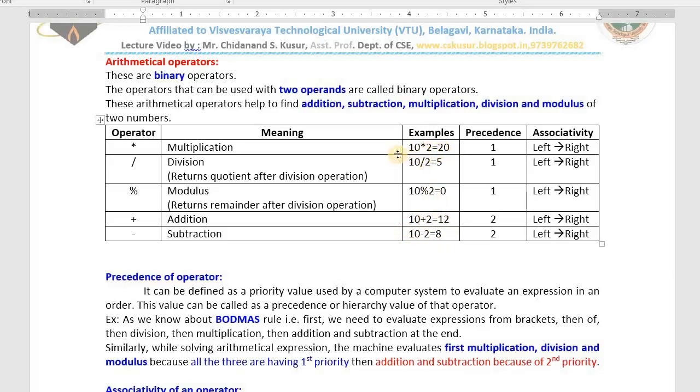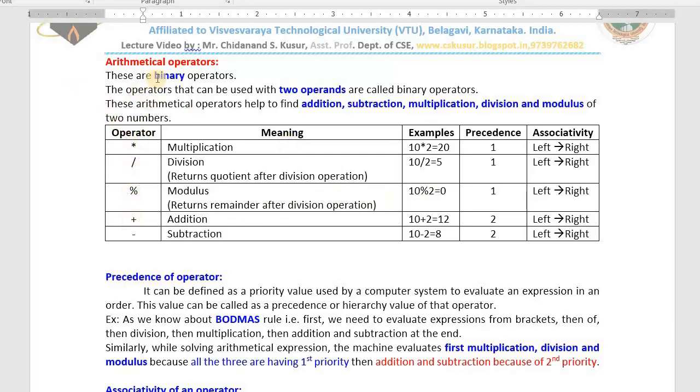Divided by will give us the quotient. It returns the quotient after division operation. Both are integers. 2 fives are 10, 5 is the quotient. The division operator will give us the quotient. 10 divided by 2, 2 fives are 10, remainder is 0. Modulus returns the remainder after which operation? After division operation.